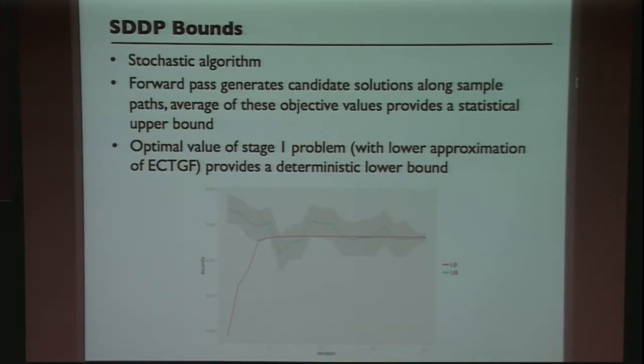Why? Because at every stage when I do the backward pass, I solve all the problems. I do not do a sampling of the problems. I solve all of them. So that gives me a lower bound. The lower bound is deterministically increasing, while the upper bound oscillates. And so you have to decide, because it's with some statistical tolerances, when you want to stop, and so on.